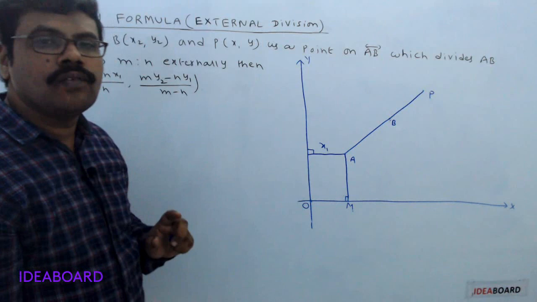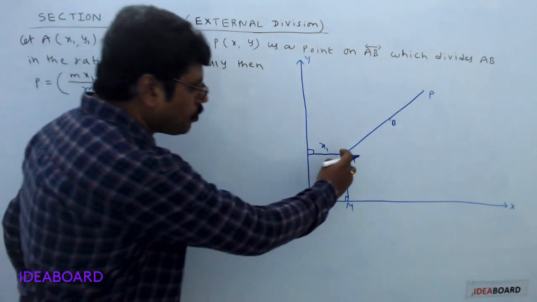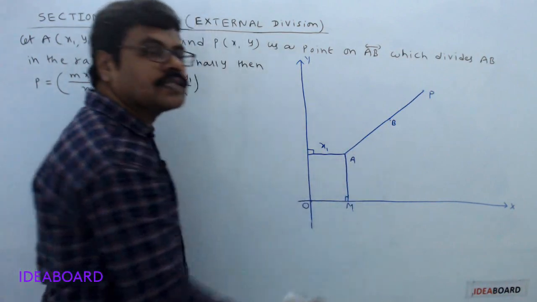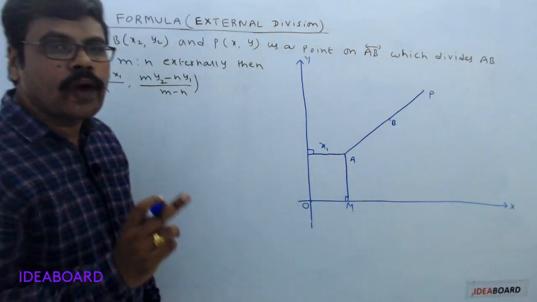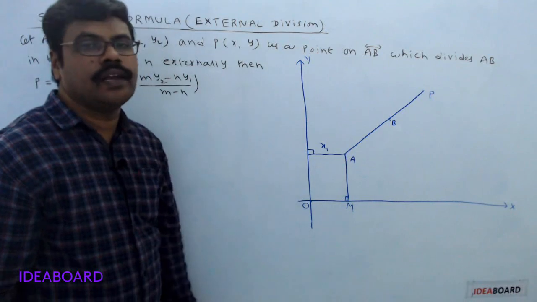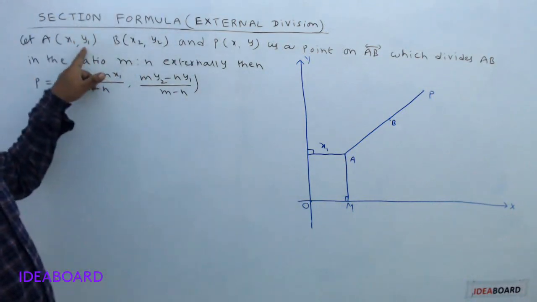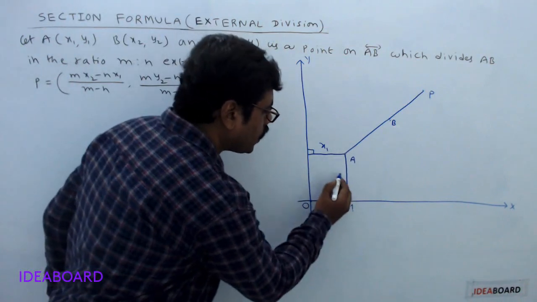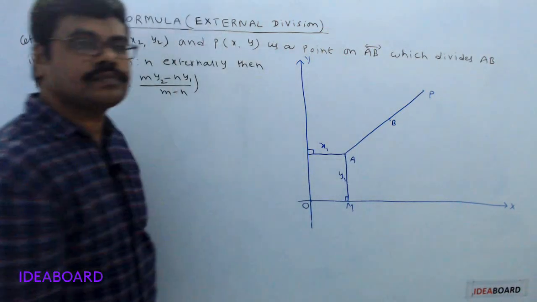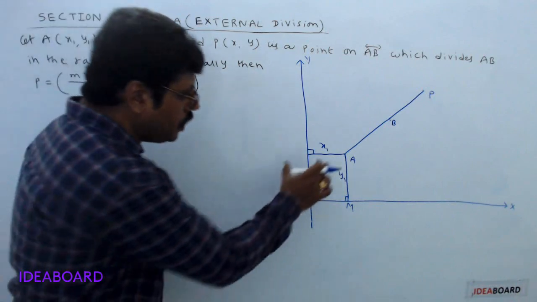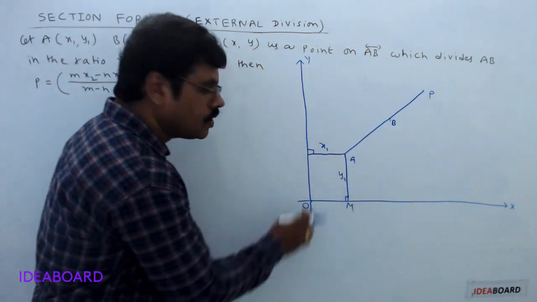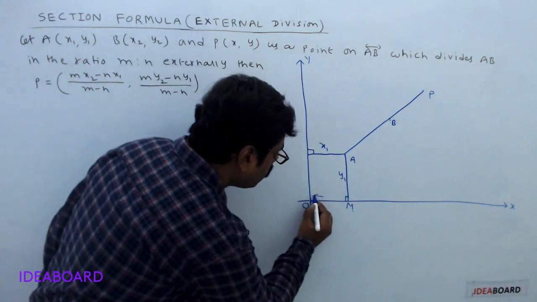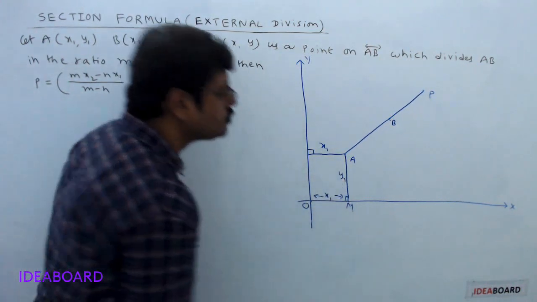What is the definition of y-coordinate? The perpendicular distance from any point onto the x-axis is called the y-coordinate of that point. Here the y-coordinate of A is y1. So this length will be taken as y1. Now from the diagram, this length and this length, both of them are equal. So OM can be taken as x1.